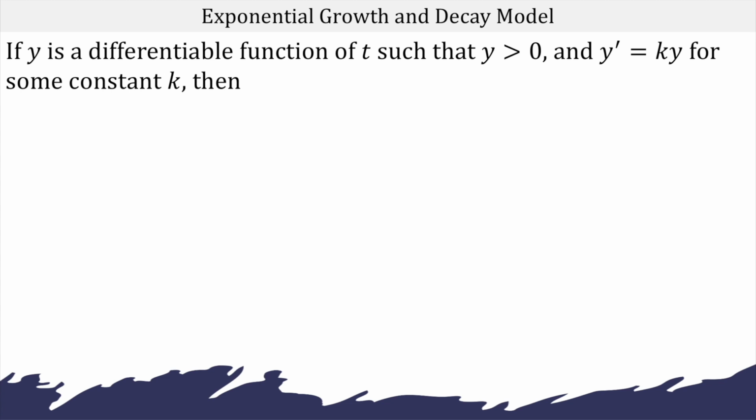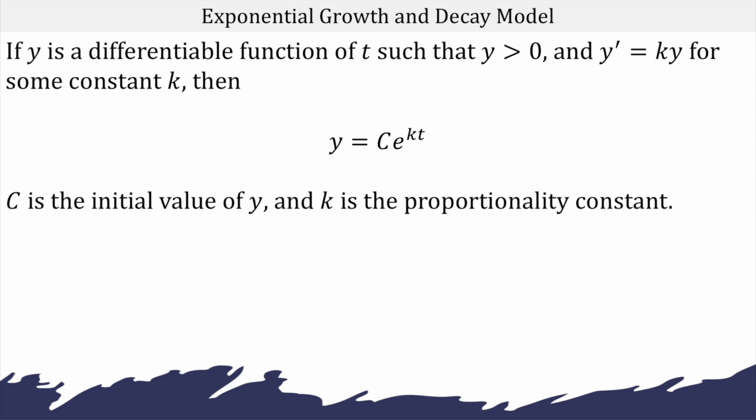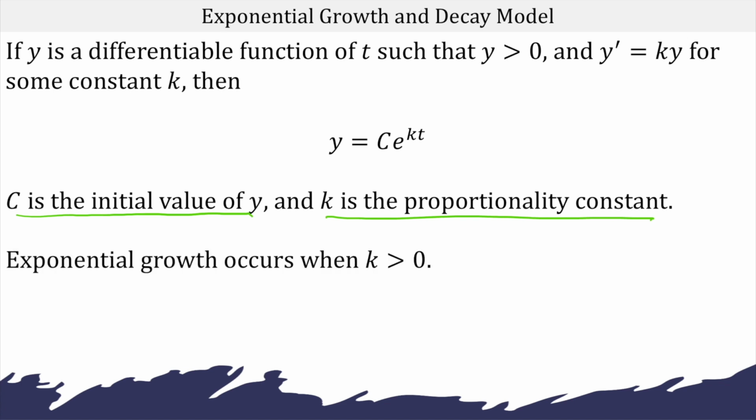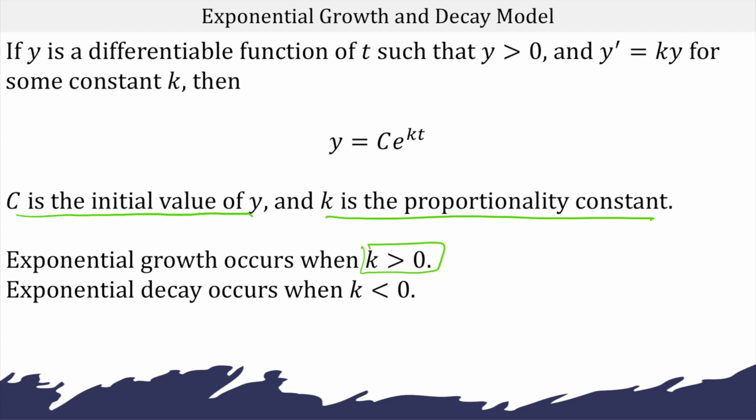What we just talked about was called the exponential growth and decay model. And it says that if y is a differentiable function of t such that y is greater than 0 and y prime equals ky for some constant k, then y equals ce to the kt, where c is the initial value of y, that's going to come in handy, and k is the proportionality constant. Exponential growth occurs when our proportionality constant is greater than 0, and exponential decay occurs when k is less than 0.